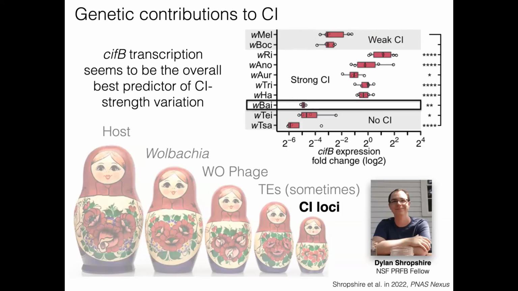Now, while this is a good predictor, as with most things in biology, and particularly Wolbachia, it is complex. So we do have variants that cause very strong CI where cifB is expressed at very low levels. And Dylan is working on resolving this, and it could very well have something to do with, for example, the localization of interacting products. And so stay tuned again for that if you're interested. But on average, I think cifB transcription is a pretty good predictor of CI strength variation.